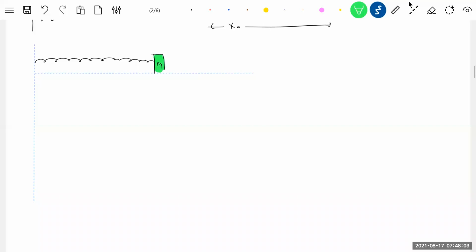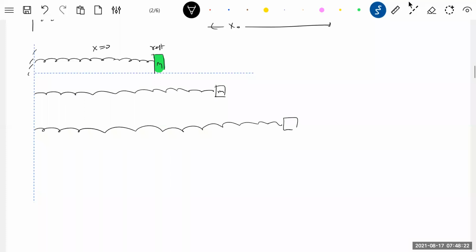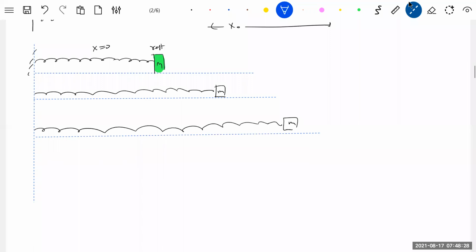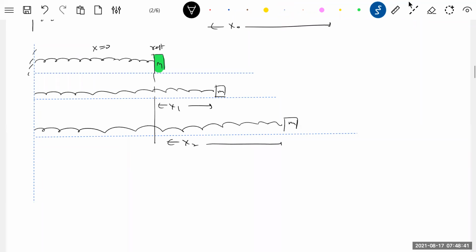Okay, let this be a spring block system. So it is at its natural length, and it is at rest. What I do is, let it be elongated by a distance x1.